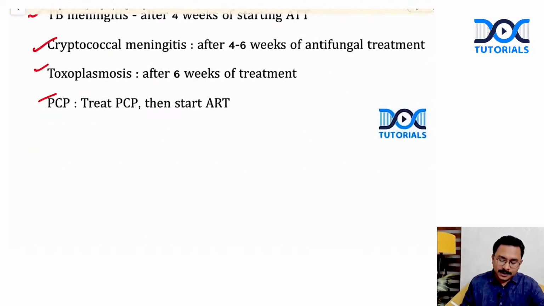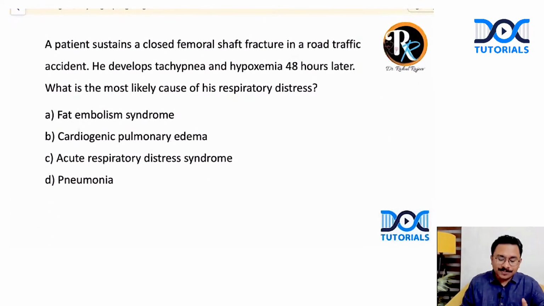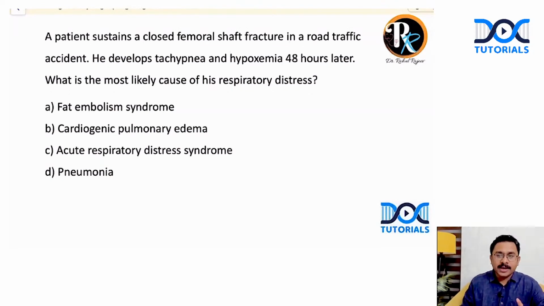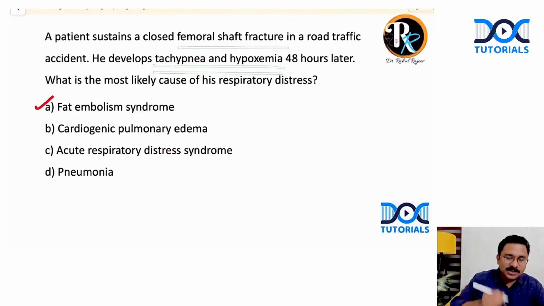Okay, coming to the next question, a patient sustained a closed femoral shaft fracture in a road traffic accident. He develops tachypnea and hypoxemia 48 hours later. So when there is a long bone fracture and without much delay the patient develops tachypnea and hypoxemia, what could be the cause? Is it fat embolism, cardiogenic pulmonary edema, ARDS, pneumonia? The answer is fat embolism syndrome.